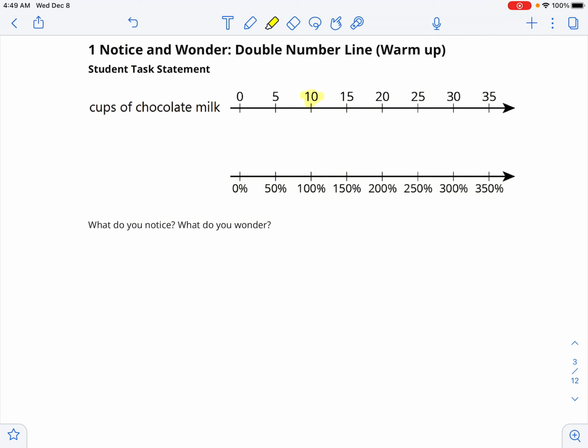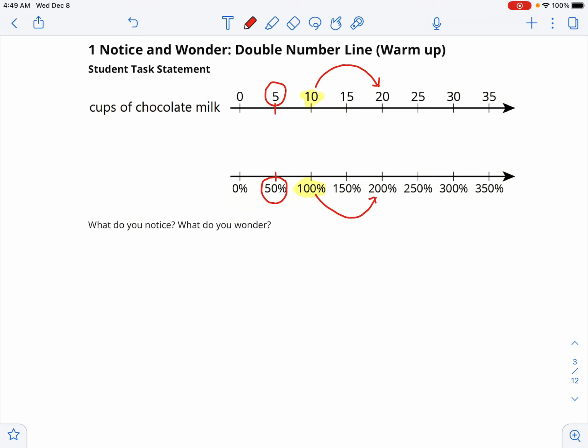10 represents 100%. And when we know what 100% is, we can formulate the rest of the number line. For example, if I split 10 in half, I'm also splitting 100% in half. Half of 10 is 5, and half of 100% is 50. I can also double 10. And I can see that twice 10 or double 10 is 20 and double 100% is 200%.